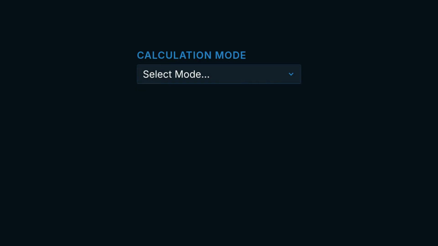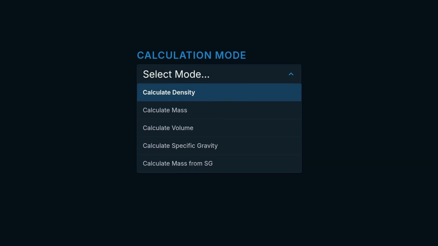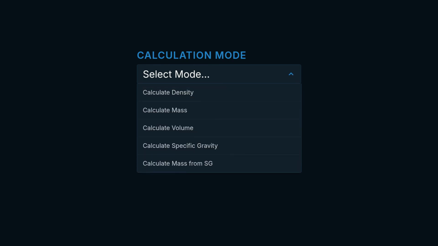Let's explore the interface. The calculation mode dropdown offers 5 options: calculate density, calculate mass, calculate volume, calculate specific gravity, and calculate mass from specific gravity. For this demonstration, I'll select Calculate Density.